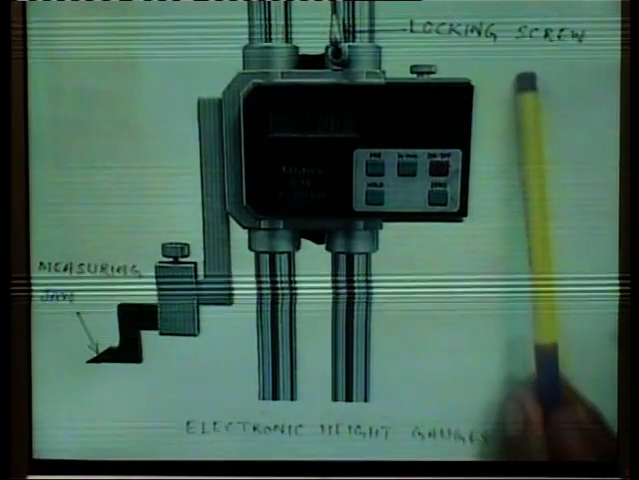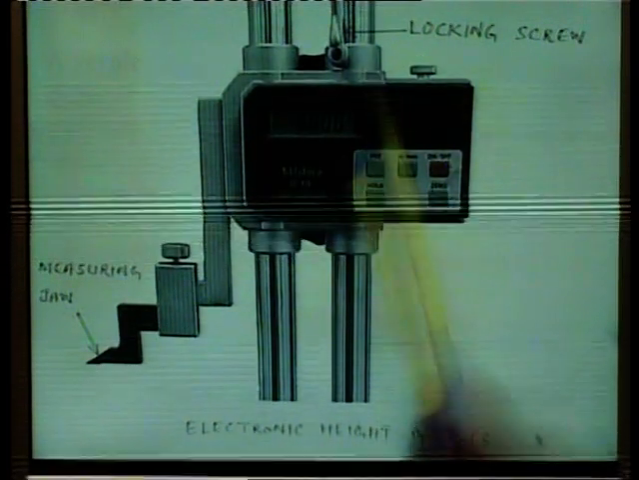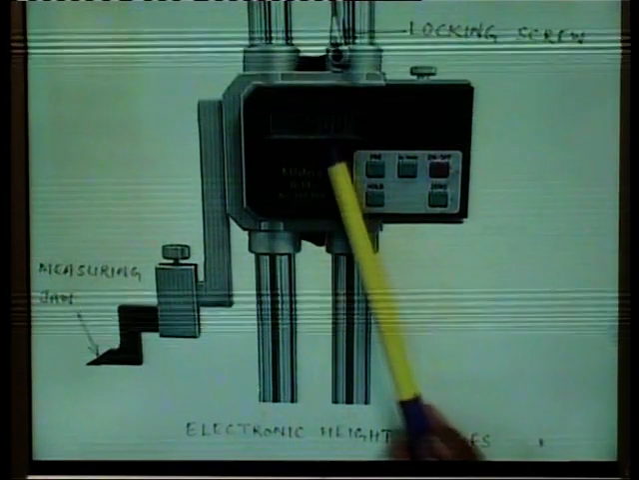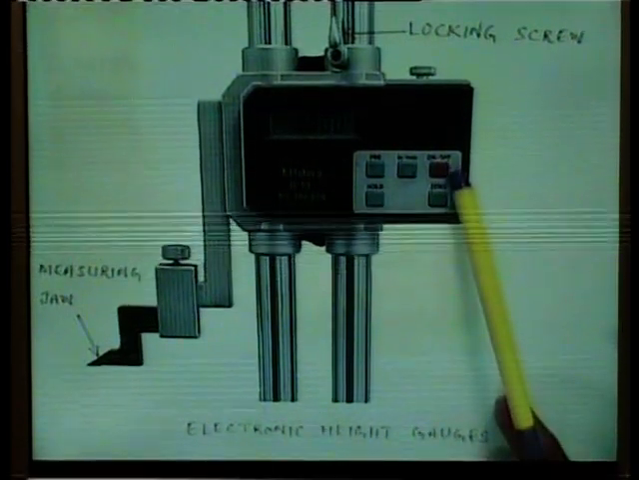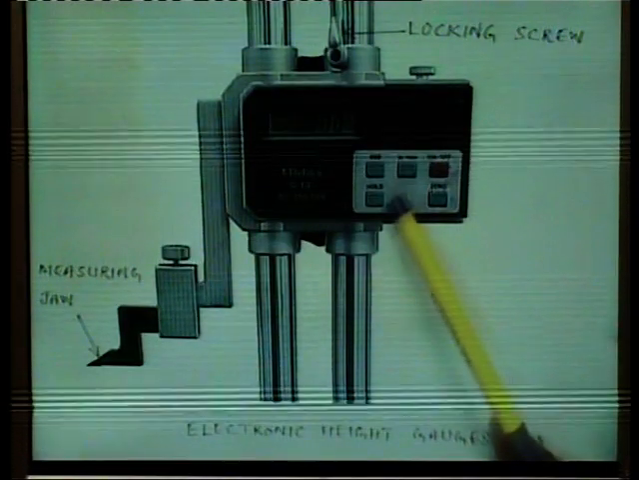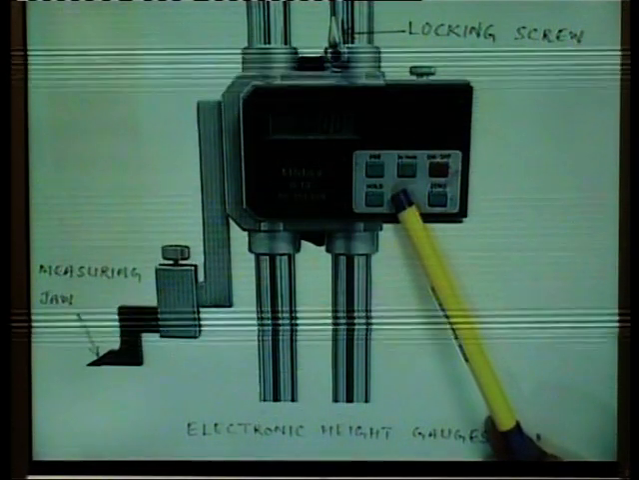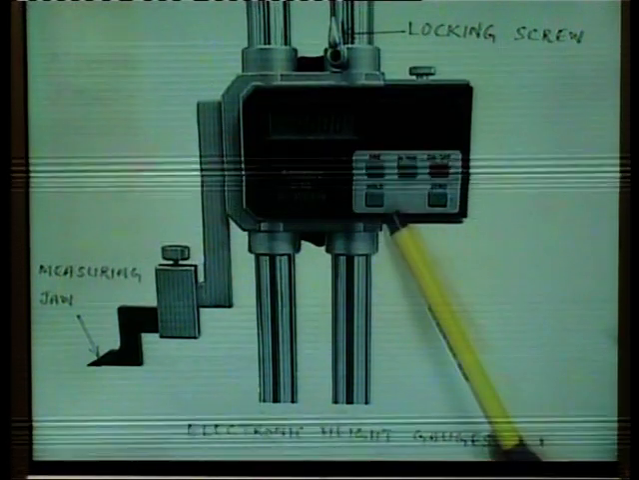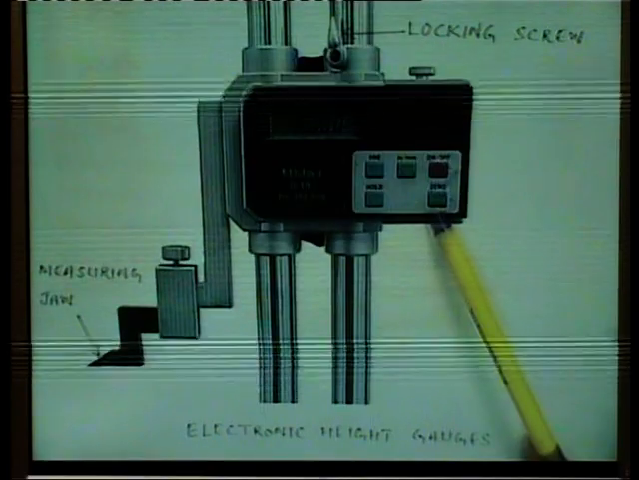This is the locking screw of this height gauge. This is the digital display where we can take the readings, and the on/off button. This is the unit of reading, inches or millimeters. This is the preset button, and this is the hold button. This is the zero set button.